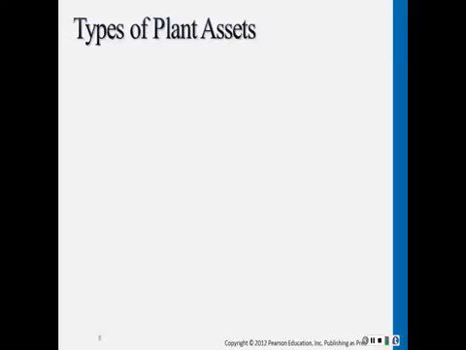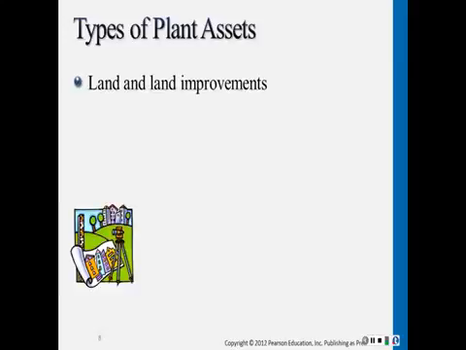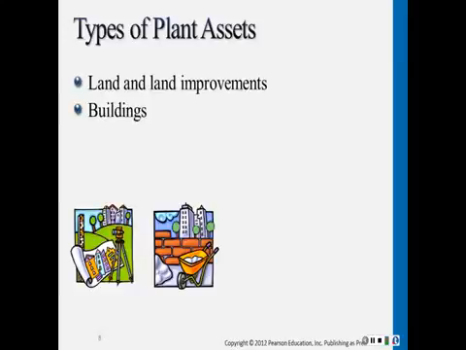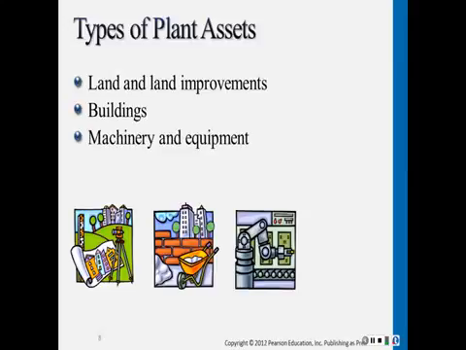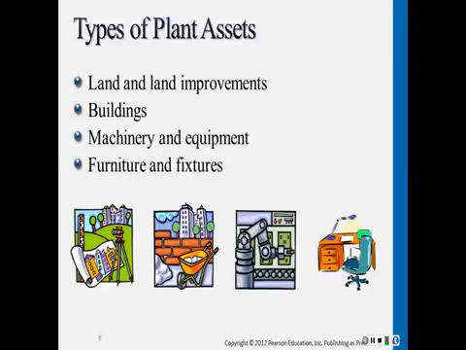Plant assets include land, buildings, equipment, and furniture. Often plant assets are referred to as property, plant, and equipment. There are several types of plant assets. Common account groupings include land and land improvements, buildings, machinery and equipment, and furniture and fixtures.